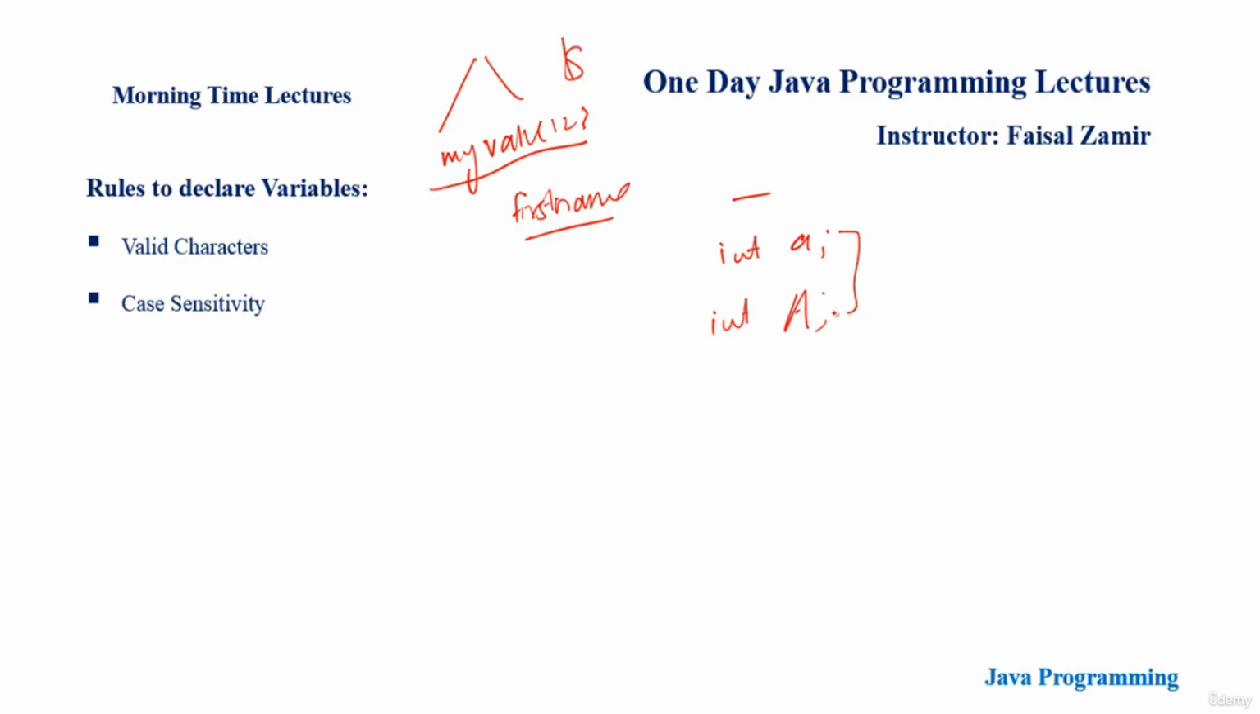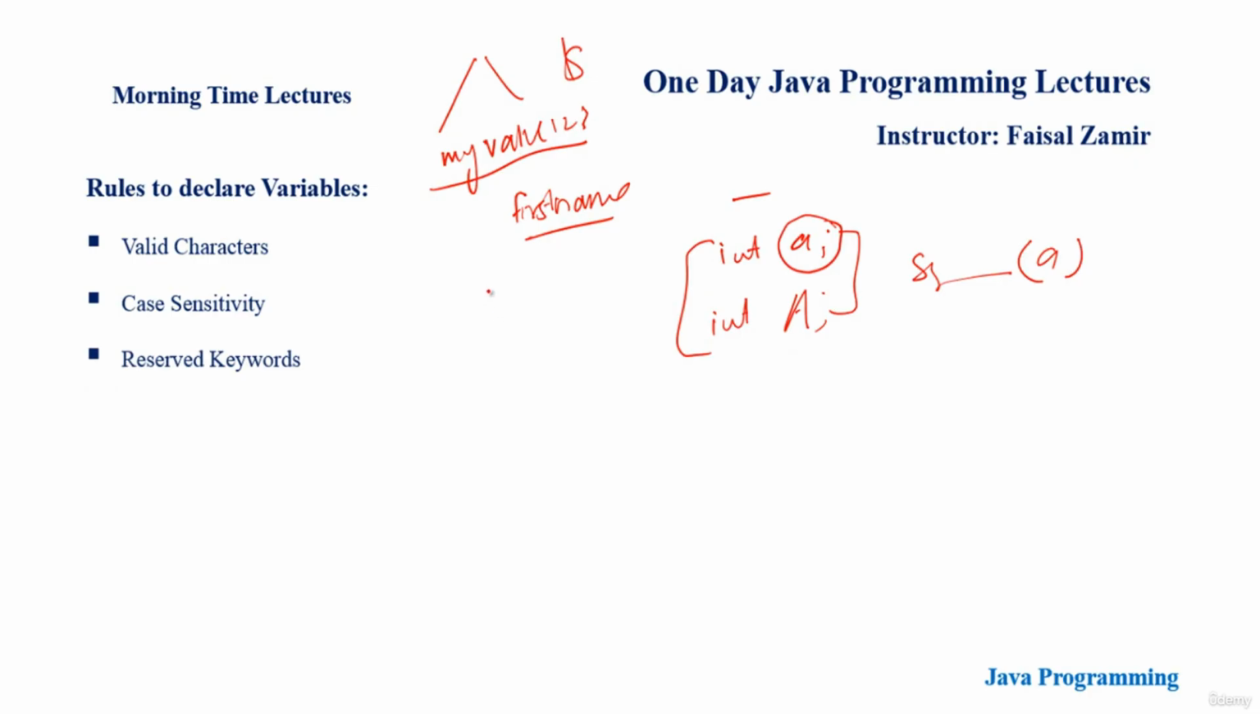So these are two different variables, not the same. For example, System.out.println(a) will display the value of this first variable. So a lowercase and A uppercase are two different variables, not the same. Next, reserved keywords: you cannot make a variable name a reserved word.